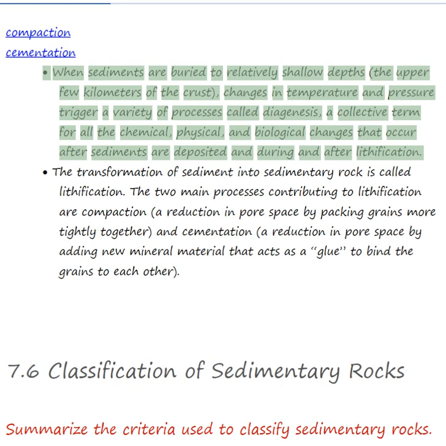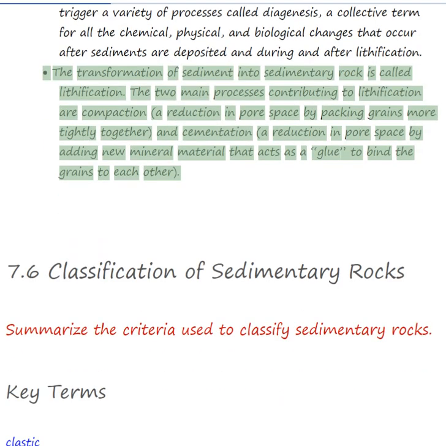of processes called diagenesis, a collective term for all the chemical, physical, and biological changes that occur after sediments are deposited and during and after lithification. The transformation of sediment into sedimentary rock is called lithification. The two main processes contributing to lithification are compaction and cementation.